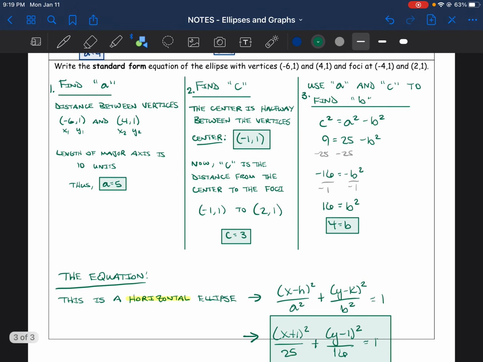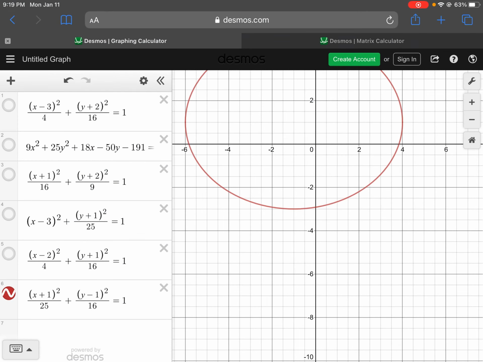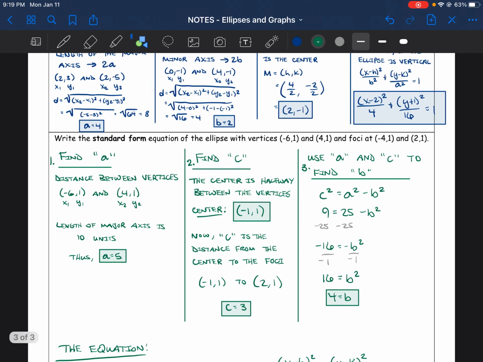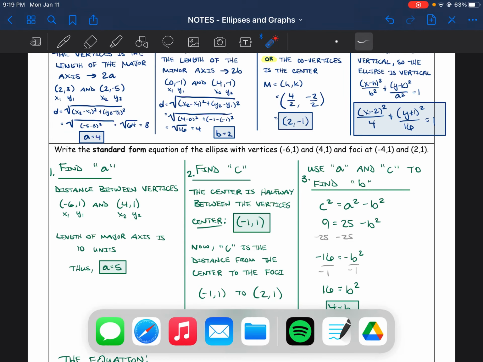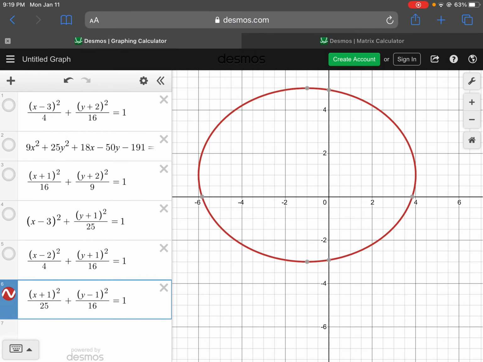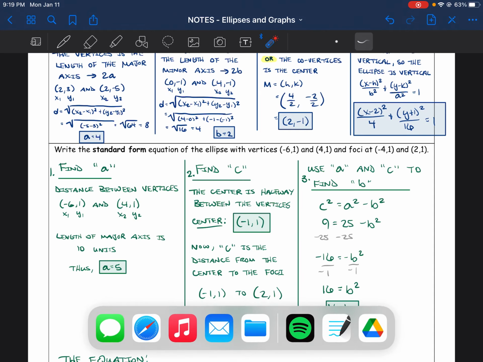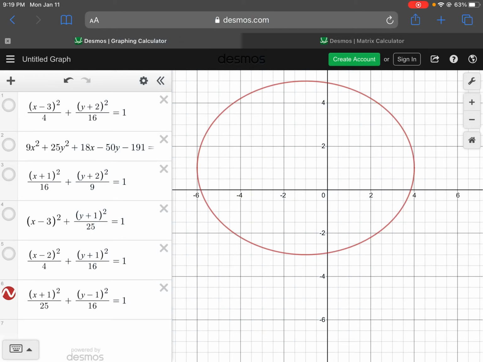All right, and once more, let's go ahead and graph this just to check some of the key features here. I went ahead and saved us the time as usual. Here's x plus 1 squared over 25 plus y minus 1 squared over 16 equals 1. And the key features that we're looking for, we want to see that we have vertices at -6, 1 and 4, 1, which we can see right here. There's -6, 1. Here's 4, 1. And that we have foci at -4, 1 and +2, 1. This one's a little harder to visualize, but if we look over here, if you look at -4, 1 and 2, 1, those are definitely the focus points.